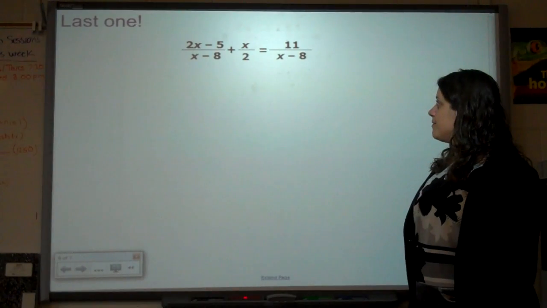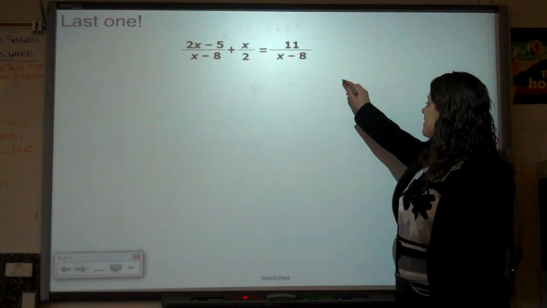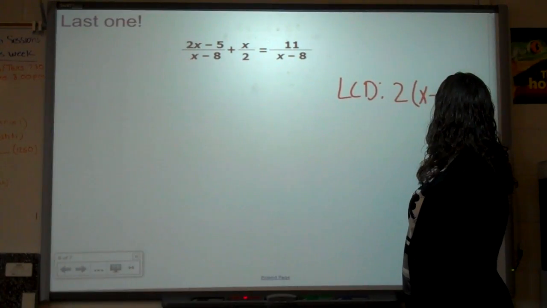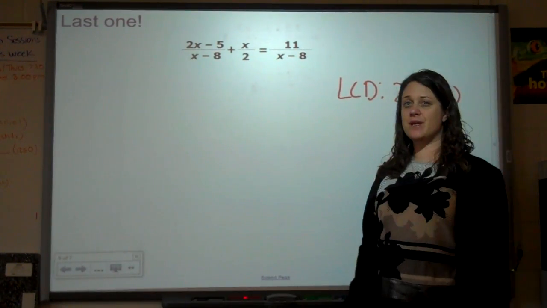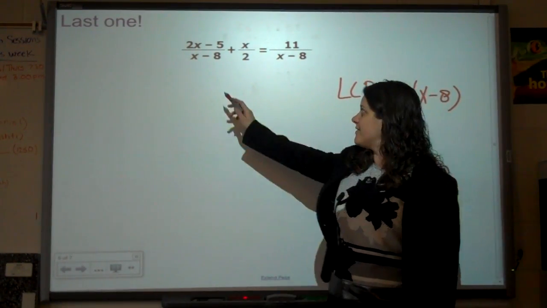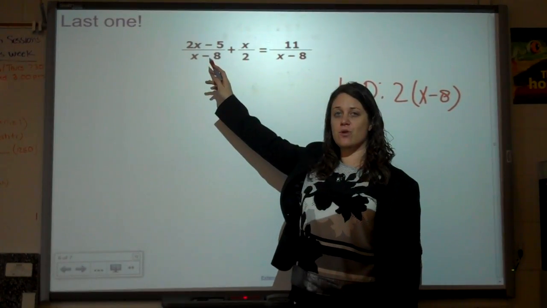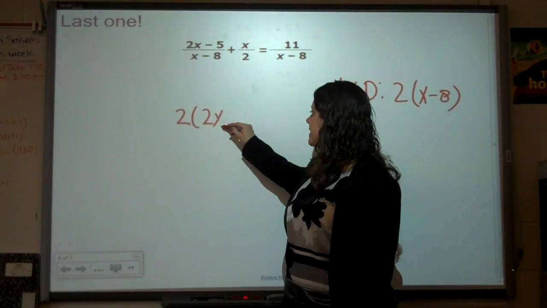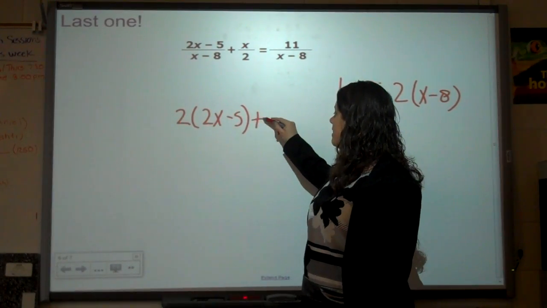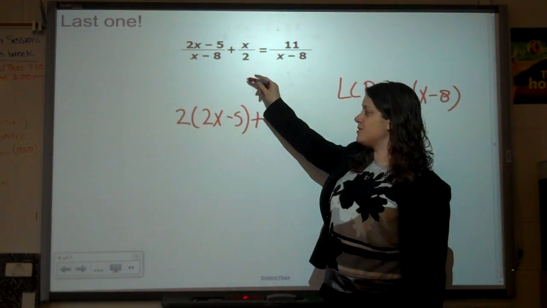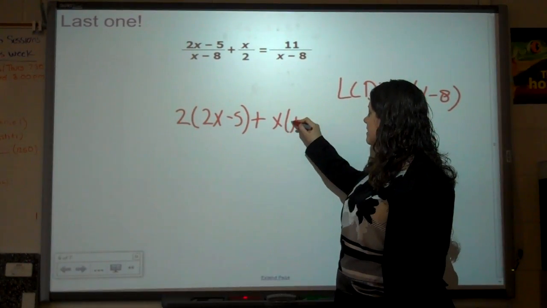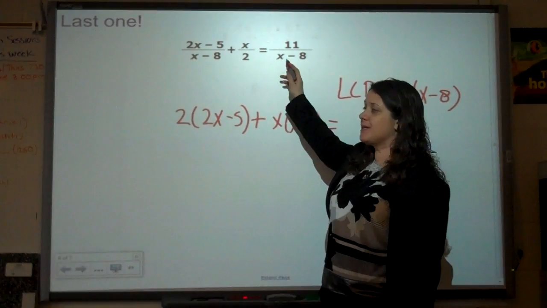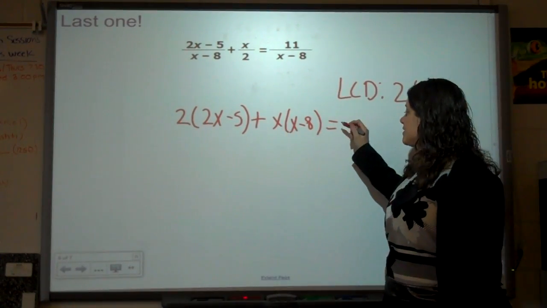So this last one, my common denominator is going to be 2x minus 8. Okay, so for me, I like to just figure out, I already have an x minus 8 on the bottom, so what do I need? I still need a 2. Okay, so 2x minus 5. For this one, there's already a 2 on the bottom, so what do I need to multiply by? X minus 8. And on this one, I already have an x minus 8, so I would need to multiply by the 2.